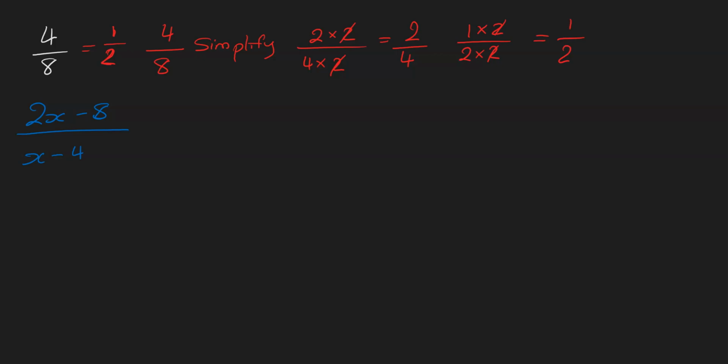Well, on the top, in the numerator, we can take out a common factor. So if we're looking to simplify, well, let's take out a common factor. And the common factor over here is 2. And what are we left with? We're left with x minus 4 in the brackets. And we've got x minus 4 down the bottom. So we took out a common factor.